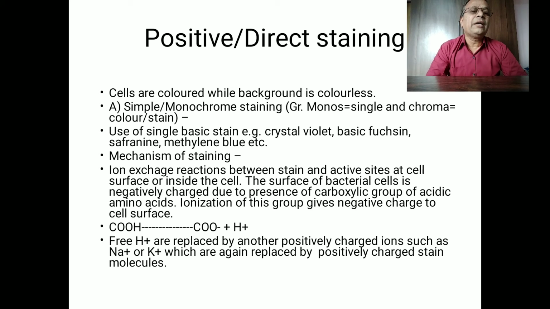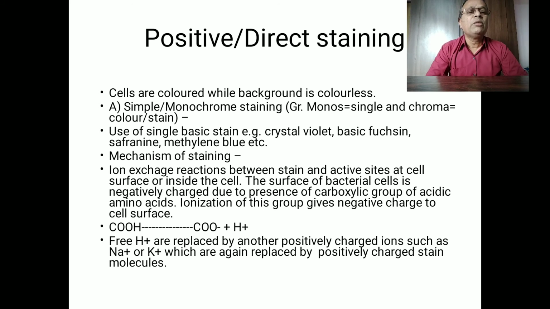I had already cleared that the surface of bacterial cells is mostly negatively charged under normal conditions, and this negative charge is because of the presence of carboxyl groups of acidic amino acids present in the cell surface and within the cytoplasm. When this carboxyl group ionizes after suspending the cells in saline, COOH ionizes to form a negatively charged COO minus and positively charged H+. These free H+ ions are replaced by other positively charged ions such as sodium or potassium.